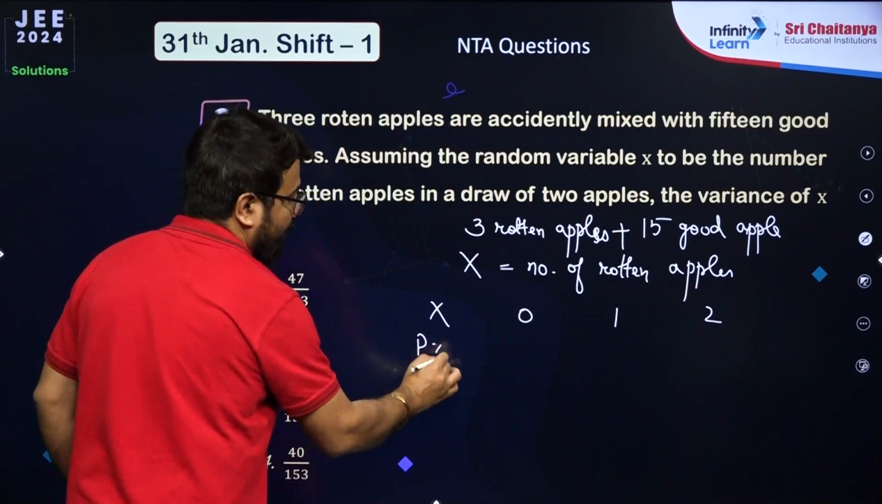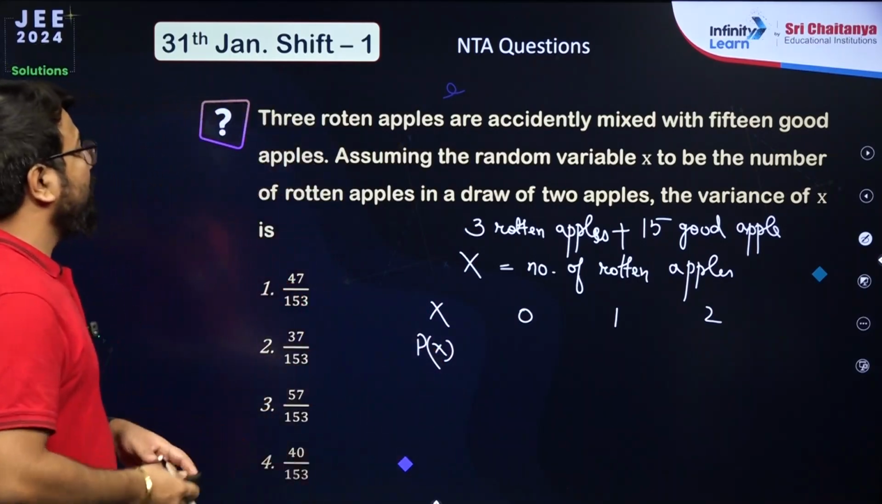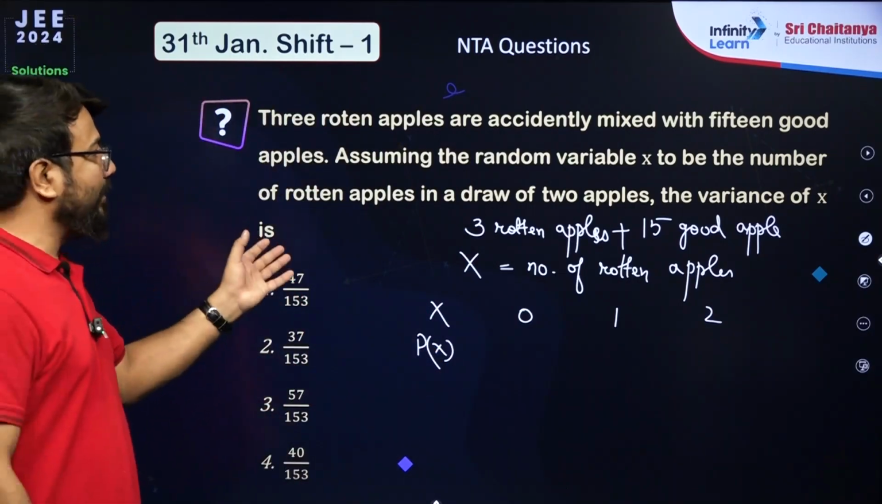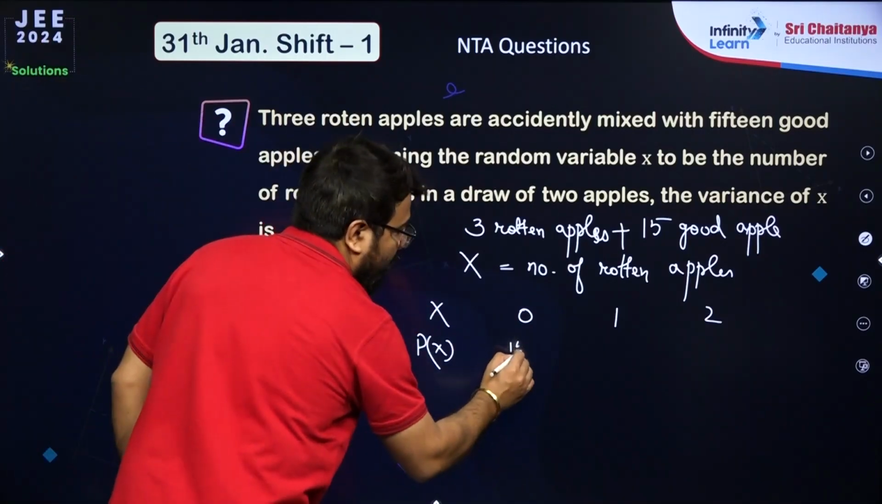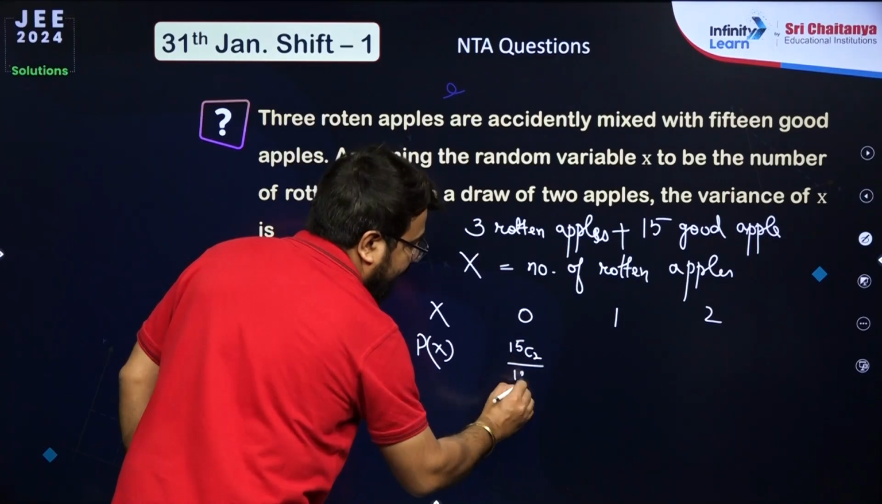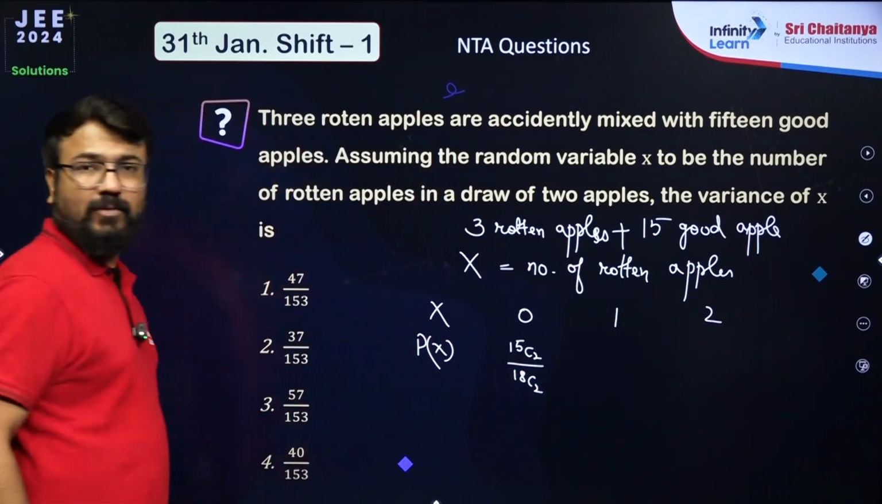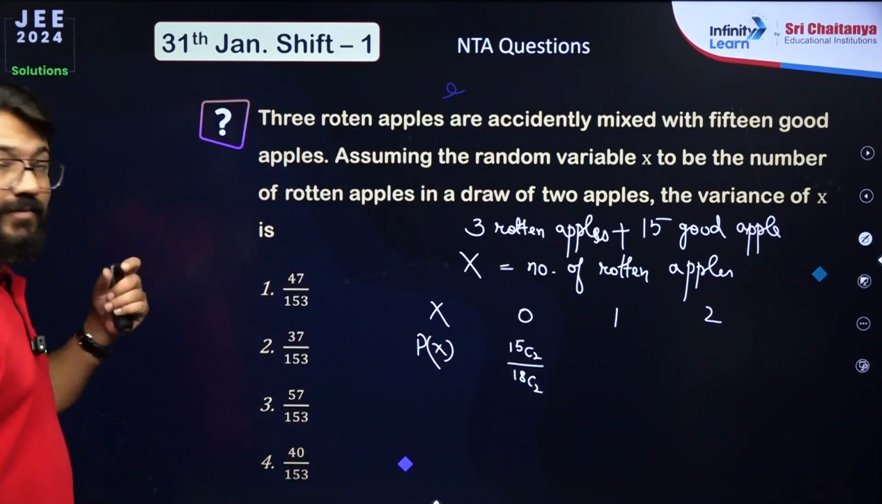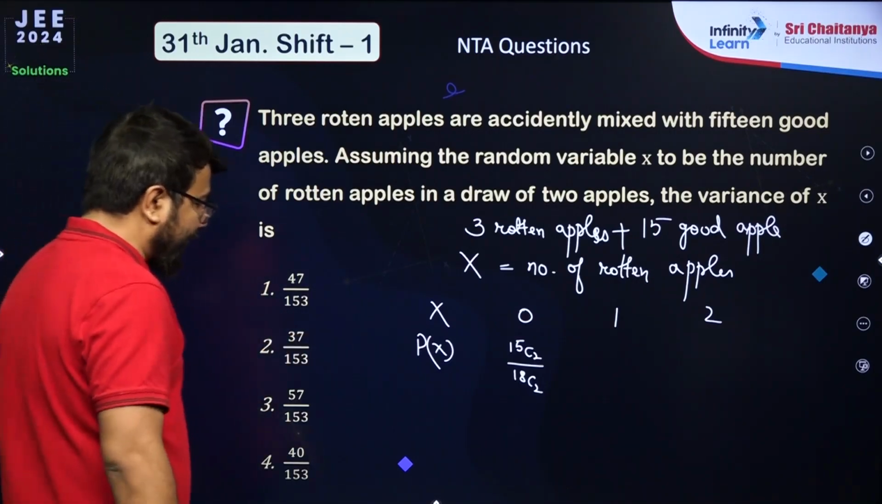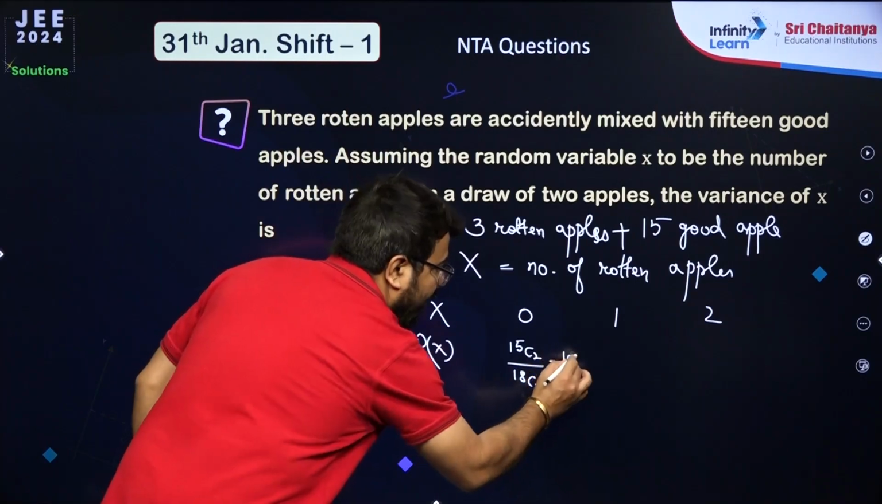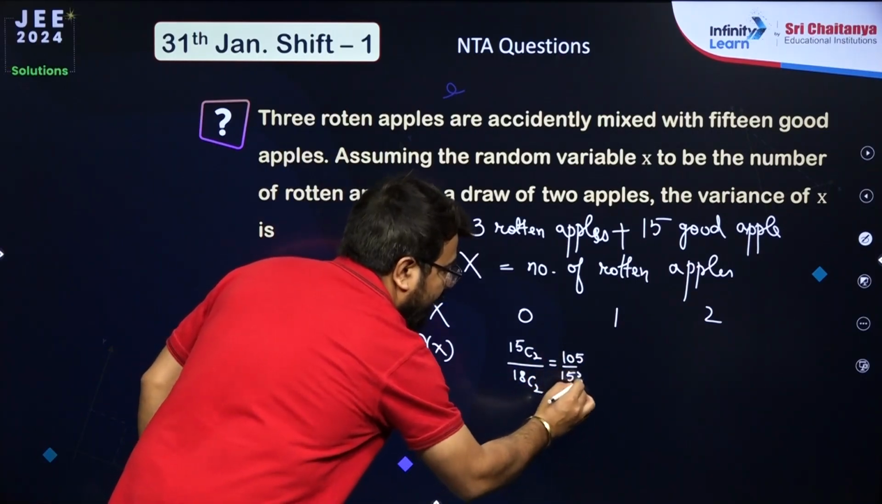Now let us write their probabilities. So the probability that among the 2 apples, the number of rotten apples will be 0 is 15C2 divided by 18C2. Is that clear to you? Now you just need to simplify this. 15 into 14 over 2, 18 into 17 over 2. And let me write the direct values. It will be 105 over 153.